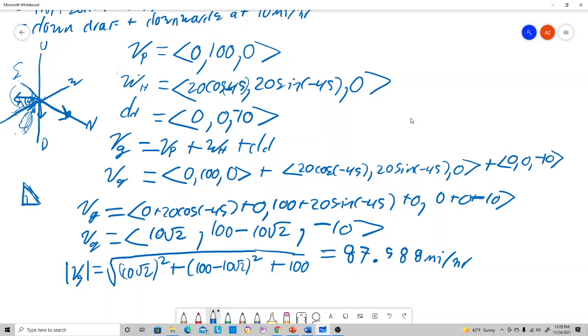And then finally, if we want to figure out the actual direction of this, all we have to do is just do a little bit of trig and see where this is. So this is a little different, because it's not as easy as just putting the x and the y component.